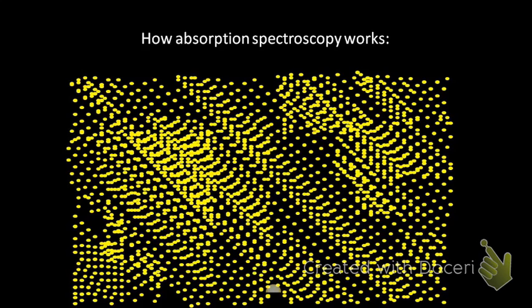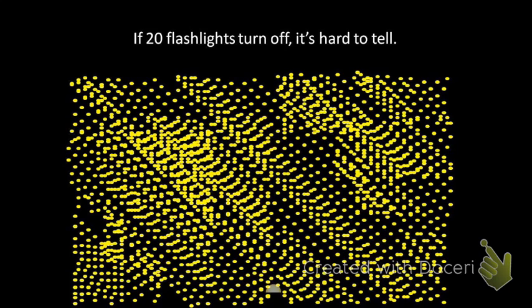Let's compare absorption and fluorescence spectroscopy. An analogy to absorption spectroscopy is that 200 people gather in a dark field and they all have flashlights on. Now when our analyte absorbs light, some of the light goes away. So for example, you tell 20 people to turn their flashlights off. It's hard to tell that anything happened. There is such a large background that a small change is hard to detect. Absorption spectroscopy, for this reason, is a very insensitive form of spectroscopy, so you can't necessarily use it to measure very low concentrations of analytes.